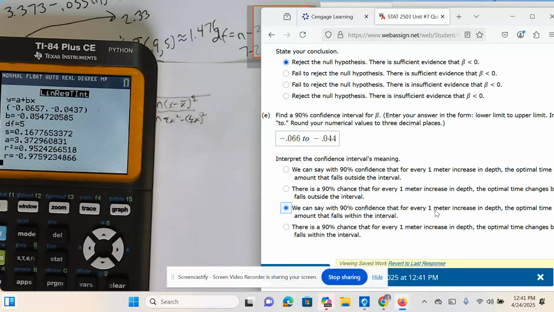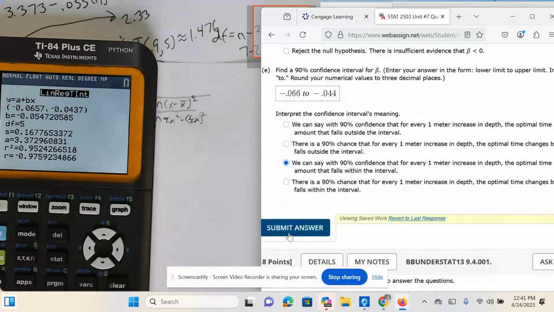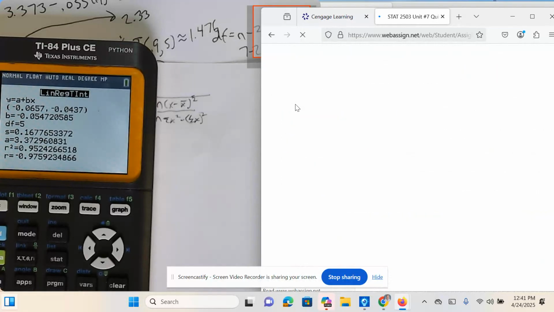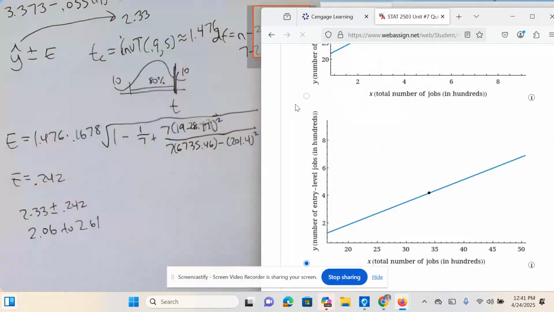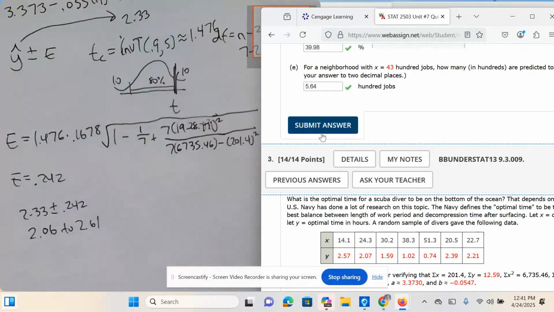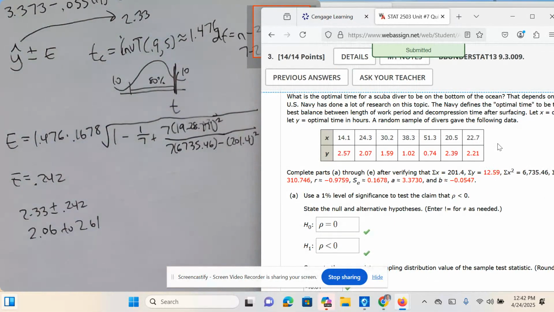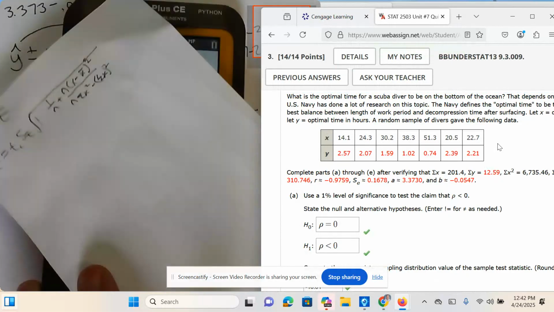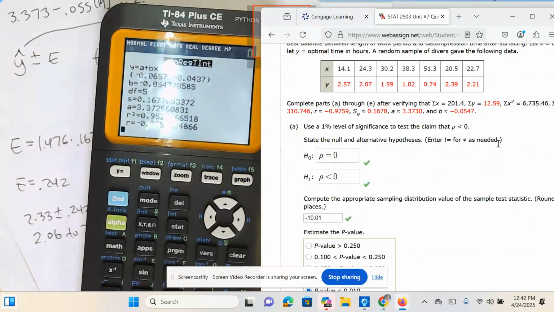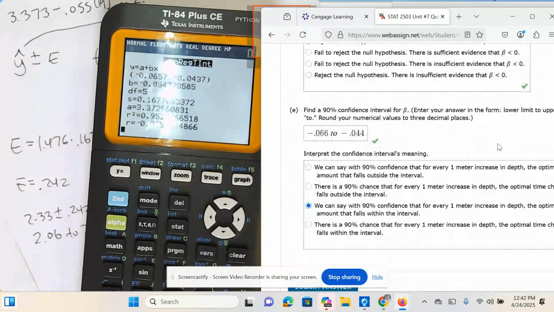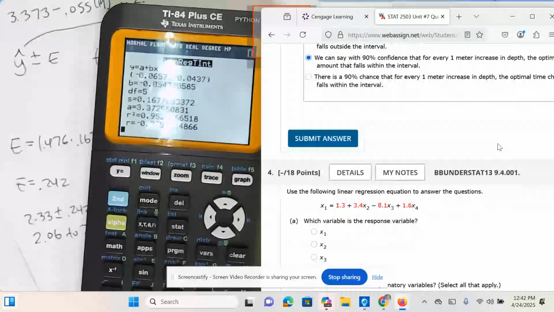All right, let me submit that. Okay. Negative 0.044. All right, let's go to number 4.